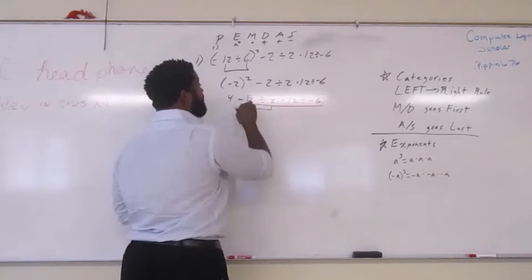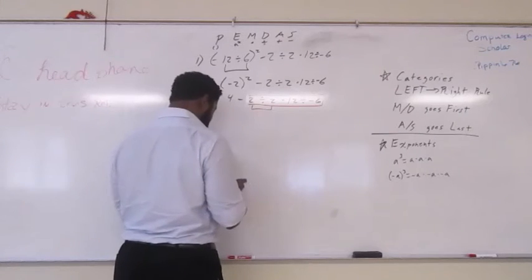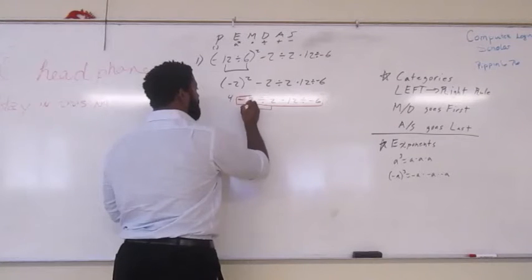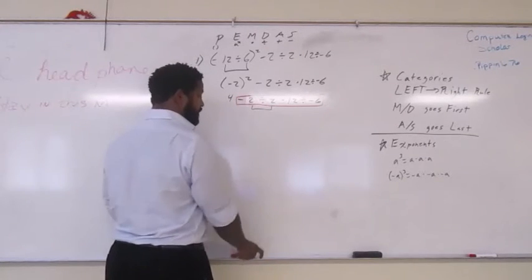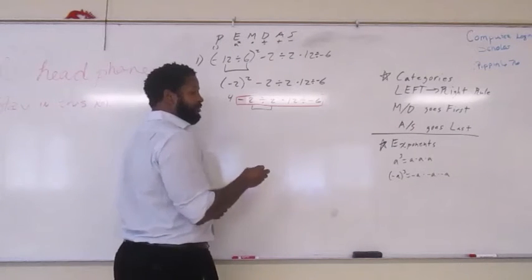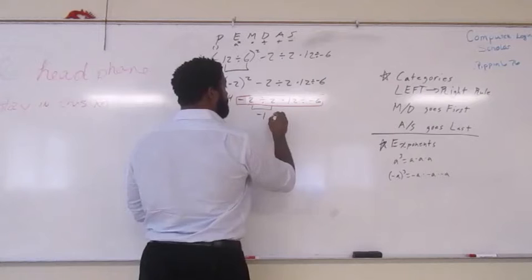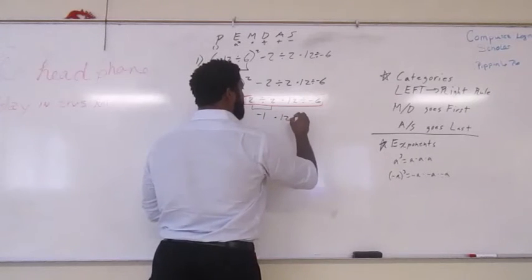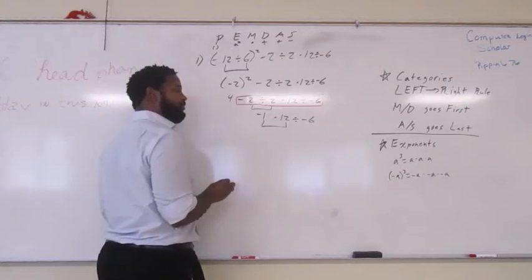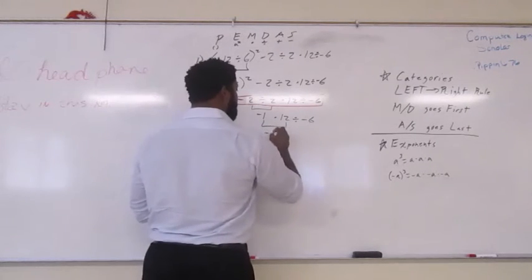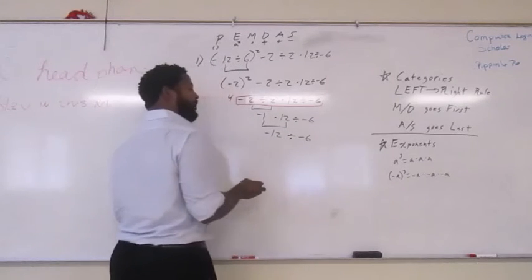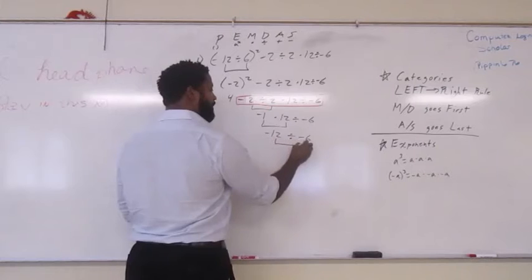What's negative 2 divided by, I'm sorry, I should have pulled that over. What kind of 2 is that? Negative. A negative. So what's negative 2 divided by 2? Negative 1. Negative 1 times 12 divided by negative 6. What's negative 1 times 12? Negative 12. Negative 12 divided by a negative 6. What is negative 12 divided by negative 6?